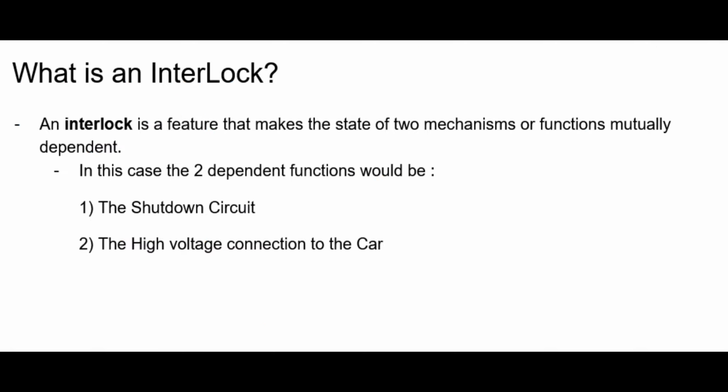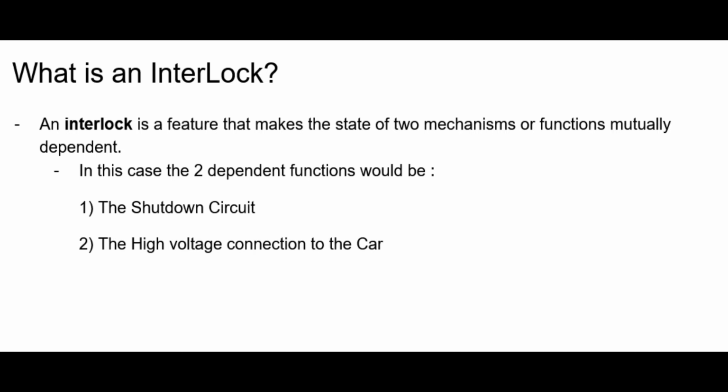Well, to start, an interlock is simply a feature that makes the state of two mechanisms or functions mutually dependent. In this case, the interlock function that's going to make our two independent functions mutually dependent is going to be for the shutdown circuit and the high voltage connection to the car. So when we connect our high voltage to the car, it's also going to be allowing the shutdown circuit to flow through it.